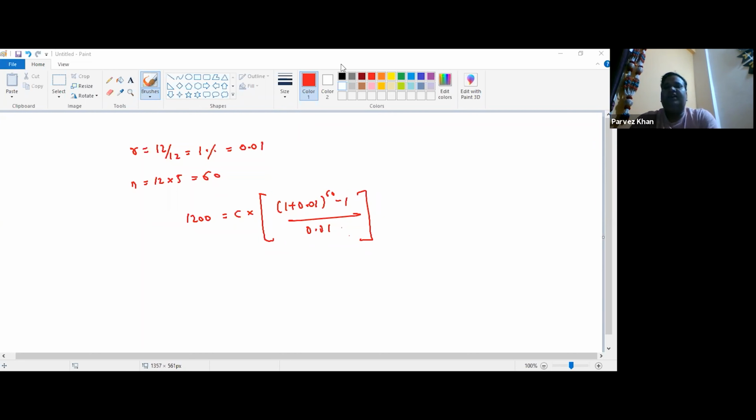Right. Then you want 60, which means you need power 61. So keep on pressing the equal to button. When you see power 61, stop it.